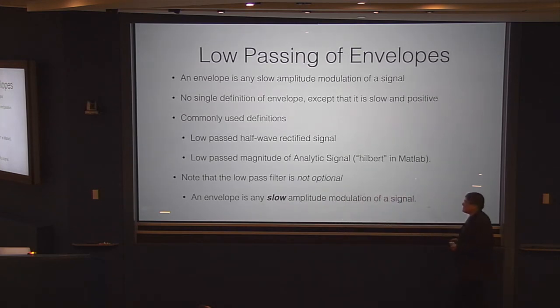I just want to note that because I'm seeing papers, some of which I'm the reviewer for, and a lot of them I'm just the reader, where people are looking at envelopes and they're not low-passing. So if there's any way to get this out, the low-pass filter is not optional when you do this, because the envelope is any slow amplitude modulation.